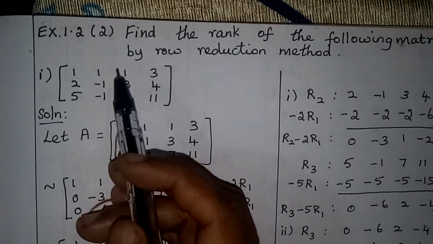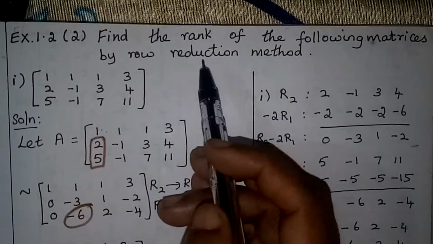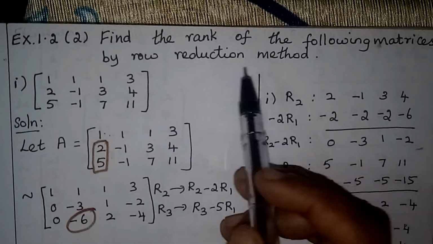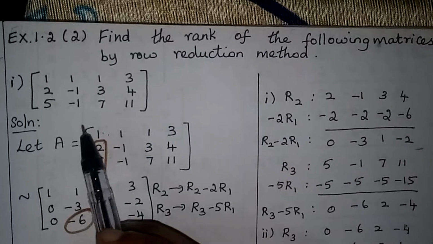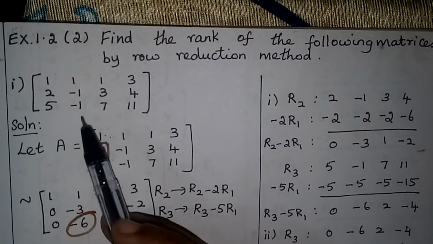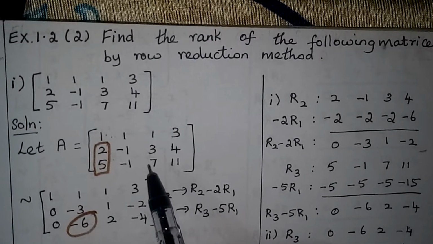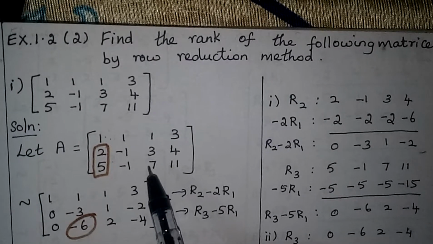Exercise 1.2, question number 2. Now you are going to find the rank using row reduction method or row echelon form. So one matrix is given, isn't it? So first you take the given matrix as A. We have to bring it to row echelon form. We saw 3 conditions, isn't it?